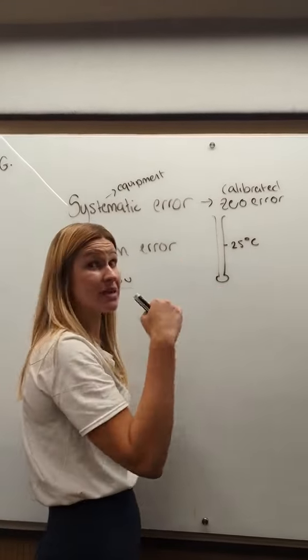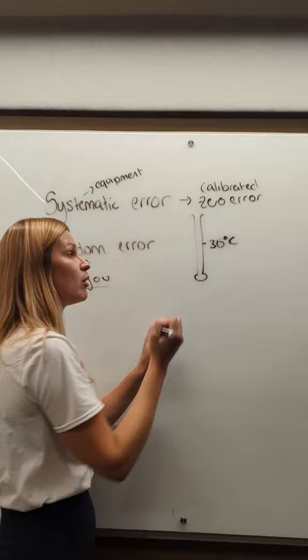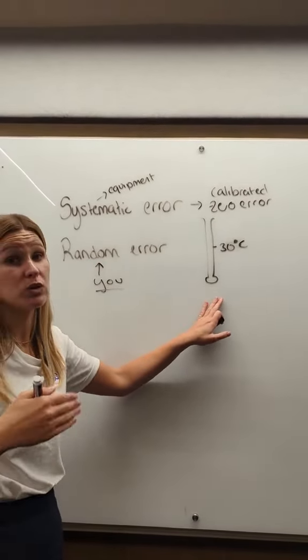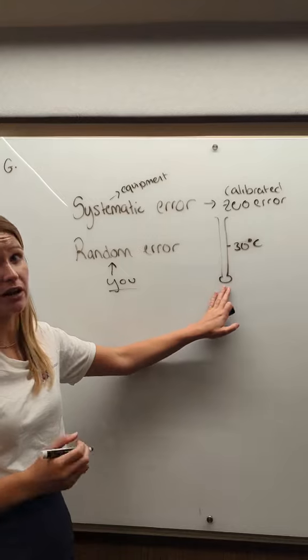Maybe even though the room is at 25, the thermometer might say 30 degrees Celsius, so my thermometer isn't calibrated right. So when I go to measure the temperature of different things, the temperature will always be off no matter how well I take my readings. Okay, so it's an example of your systematic error.